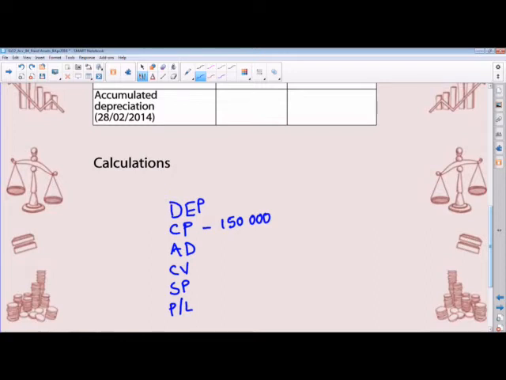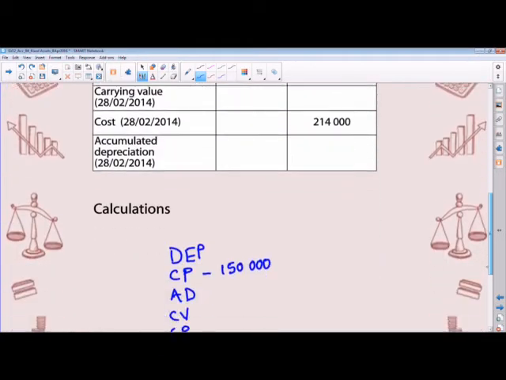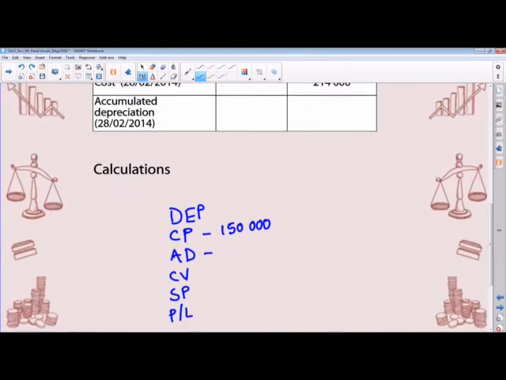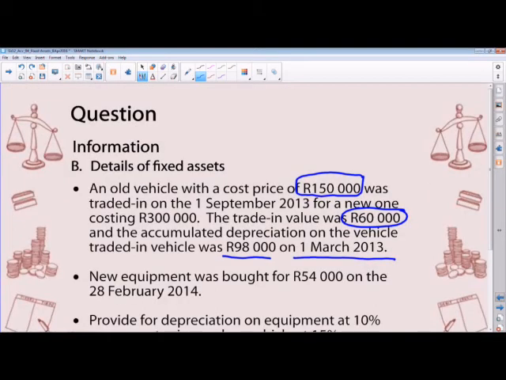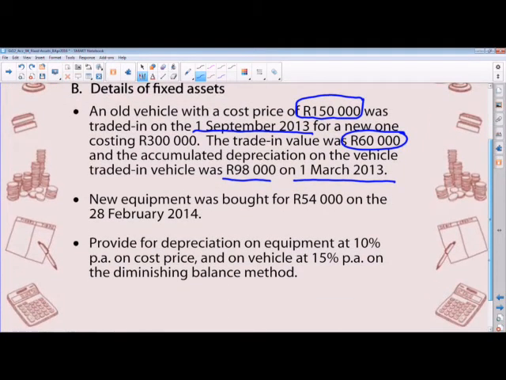We also know that we had an accumulated depreciation of 98,000 Rand. Therefore, accumulated depreciation, 98,000 Rand. Okay? We also know that this asset was disposed of on the 1st of September 2013. Aha. Now, clearly you can see that we must identify the method of depreciation.